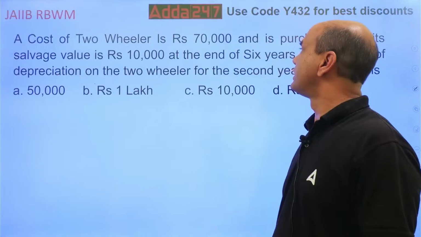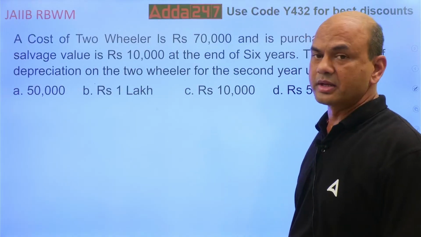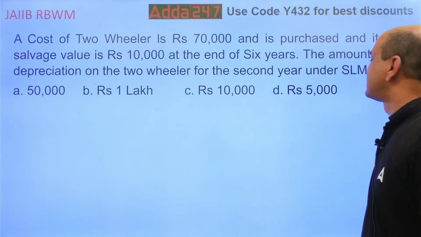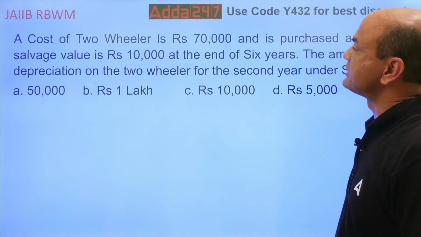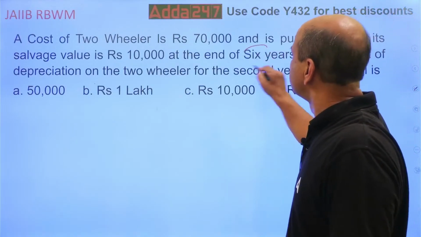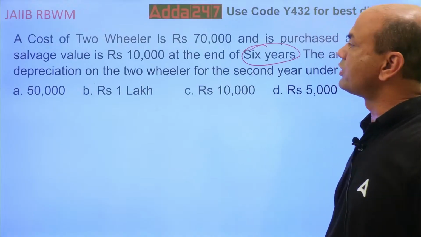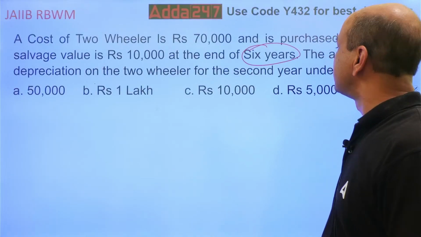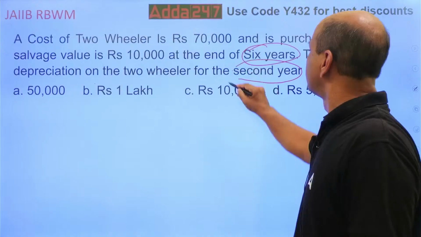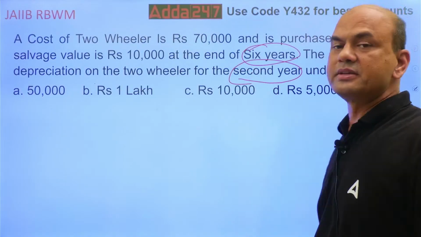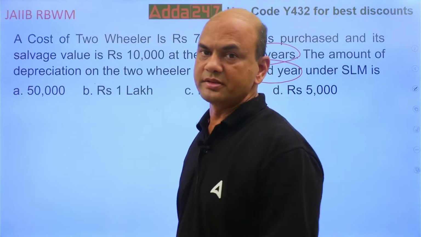The cost of a two-wheeler is 70,000, and it is purchased, and the salvage value is 10,000 at the end of 6 years. The amount of depreciation on the two-wheeler for the second year using SLM, means straight line method, is?